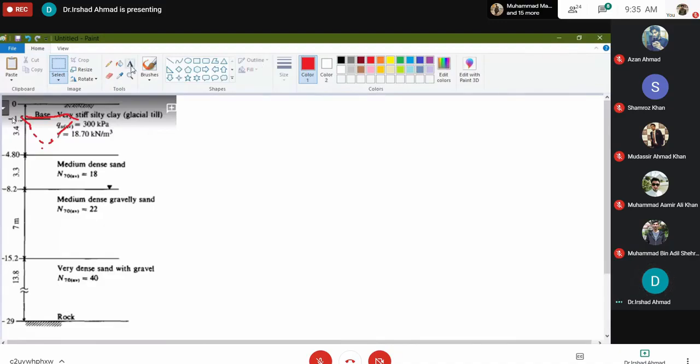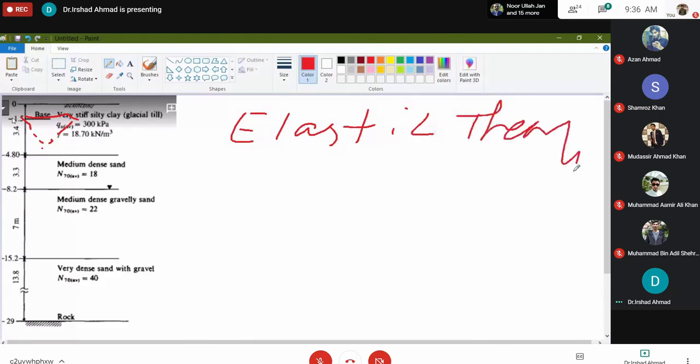Settlement criteria. Settlement criteria says it is 25 mm settlement, 50 mm settlement. So we would use elastic theory. We would use elastic theory to solve the problem.